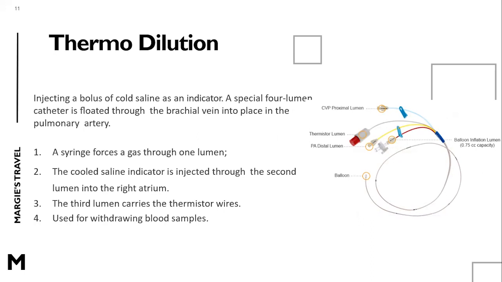And then thermodilution, injecting a volume of cold saline as an indicator. A special four-lumen catheter is put through the brachial vein into place in the pulmonary artery, ensuring it forces a gas through one lumen. The cool saline indicator is injected through the second lumen into the right atrium. The third lumen carries the thermistor wires used for withdrawing blood samples.